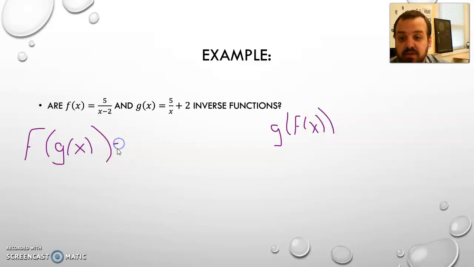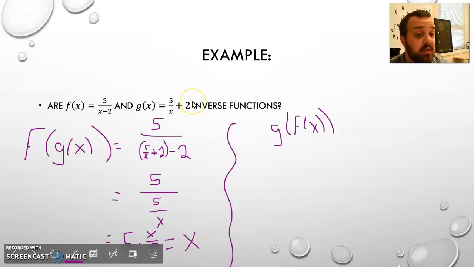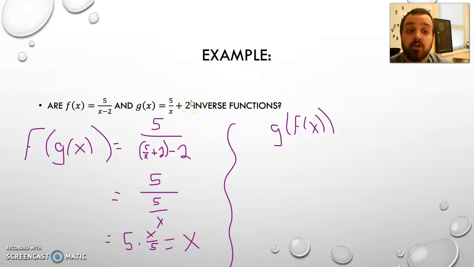So f of g of x would be 5 over x plus 2 minus 2. And so to simplify this, plus 2 minus 2 is going to be 0. So I'm going to get 5 over x. Here we are dividing by a fraction. We're dividing by 5 over x. That's the same thing as multiplying by its reciprocal. So really this is the same thing as 5 times x over 5, which gives me x. So that direction I got x. That's leaning me towards these being inverses. But I have to check it the other direction as well.